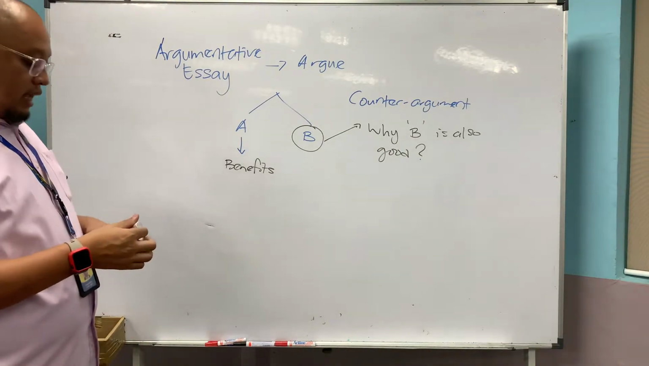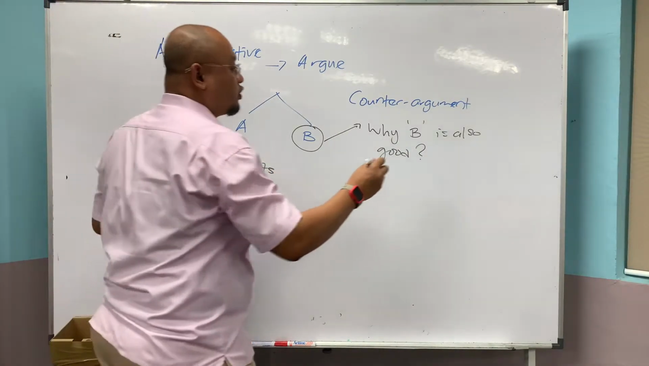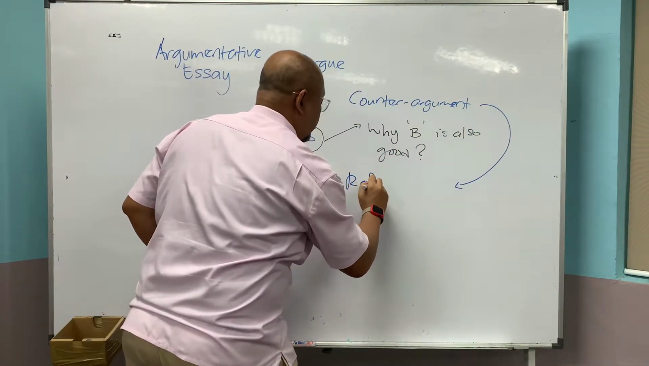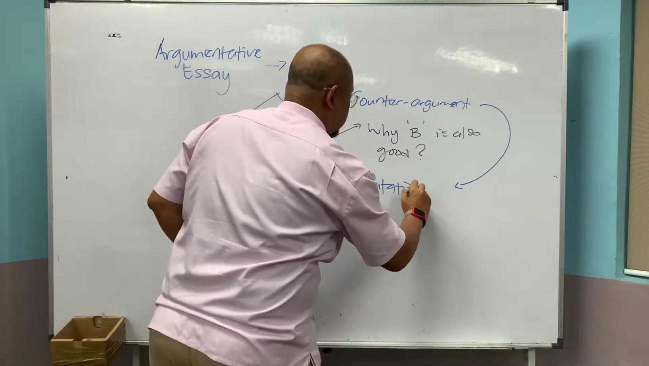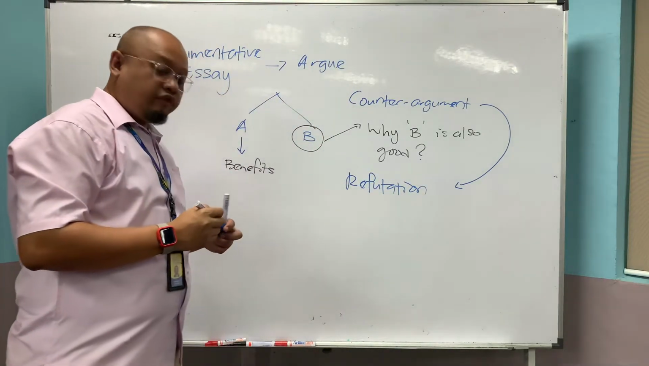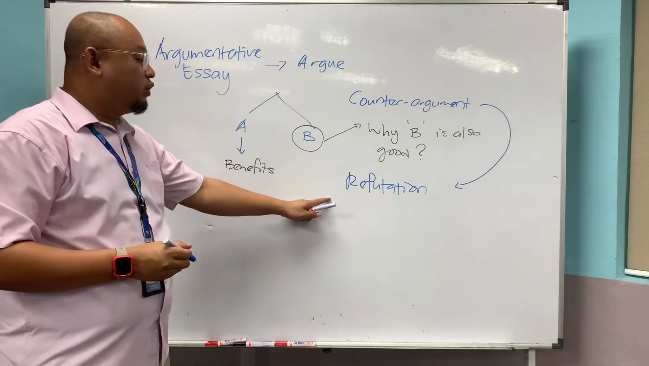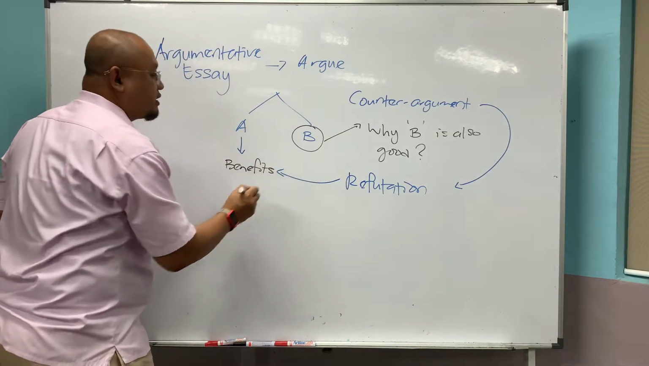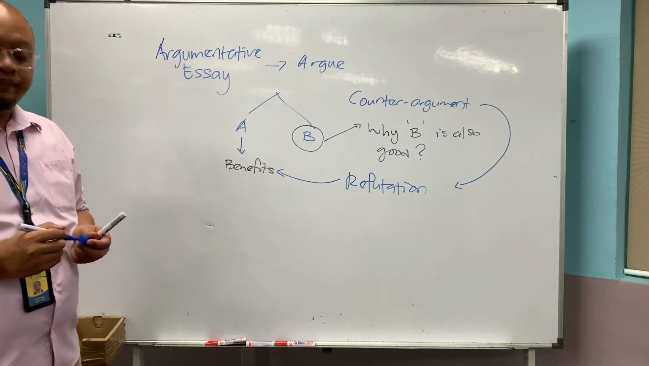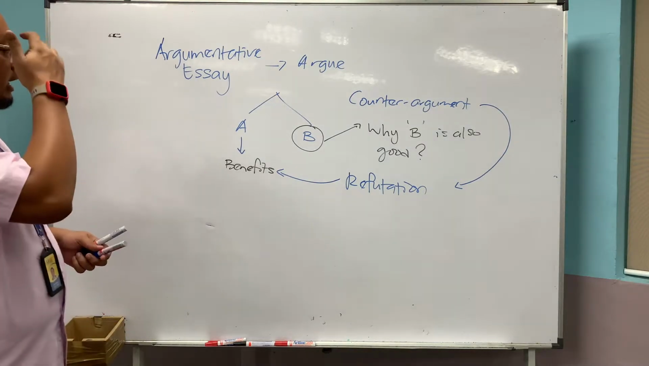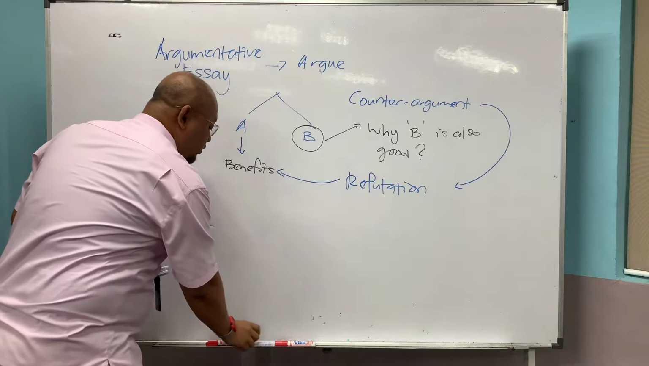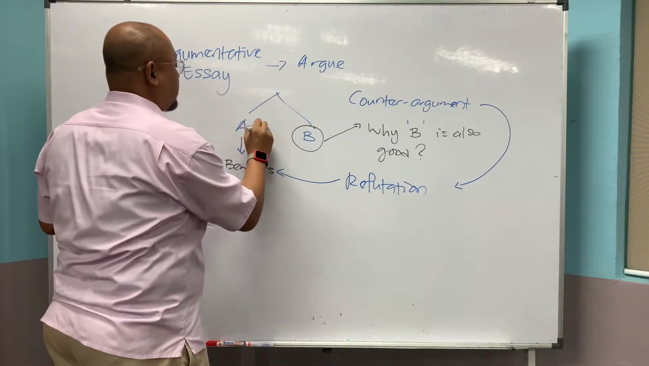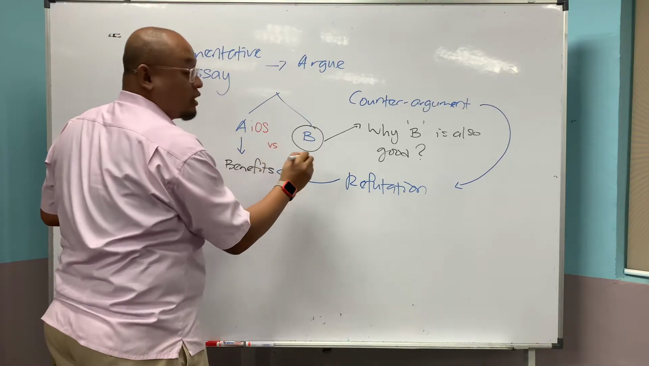Okay? Then you have to move on to refutation. In refutation or to refute, you are actually going back to the idea why A is still better than B. Okay, for example here, we are going to talk about iOS versus Android.